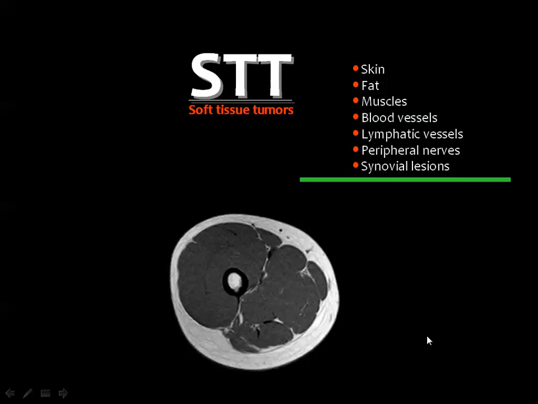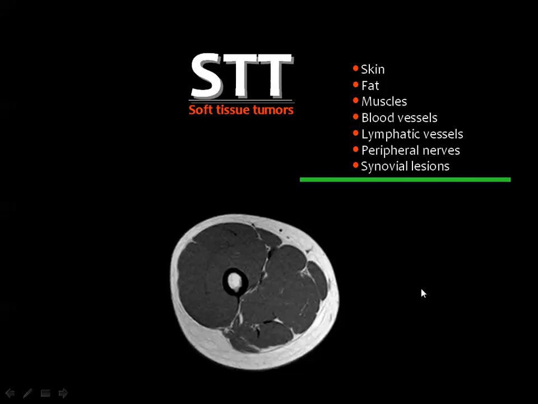Most of the soft tissue tumors arise from one of these components of the limb. For example, the skin and connective tissue, the fat, the muscles, blood vessels, the lymphatics, the peripheral nerves, and the synovial lesions. Of course, there are many soft tissue tumors for which we are not able to identify the exact cell of origin, and we will also handle many of the other tumors like lymphoma and metastases to the soft tissues as well.